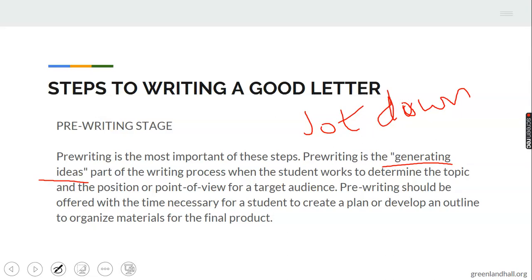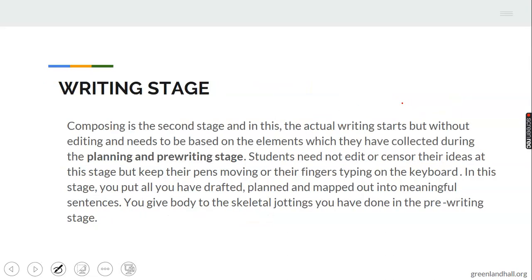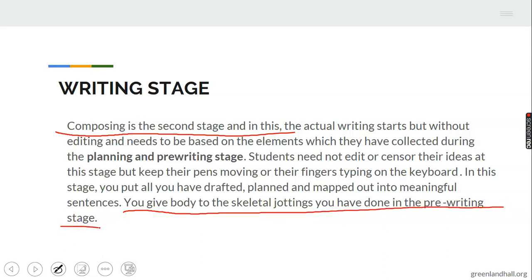When you have done this, you come to the next stage, which is the composing stage. The composing stage is when everything you have collected in the planning stage, you develop them. Here you give body to the skeletal jottings you have done. This is where you develop the points you have highlighted in the pre-writing stage.